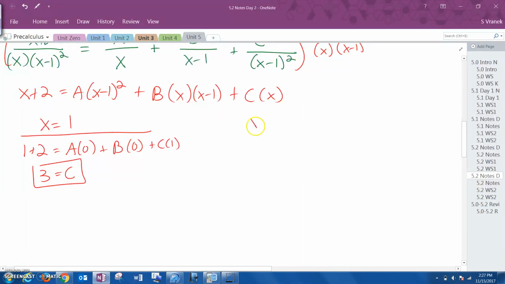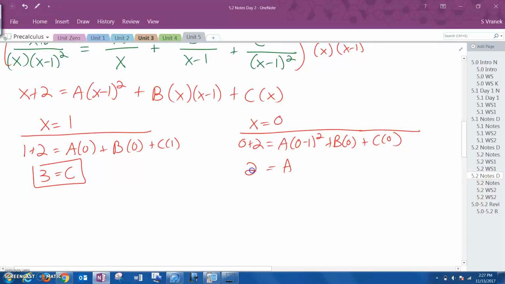Alright, now I have x equals 0. Plug 0 into the top, you get 0 plus 2 is equal to a times 0 minus 1 squared plus b times 0, because that's going to go to 0, and so will the c. So this becomes just a equals 2. So I found a and c.